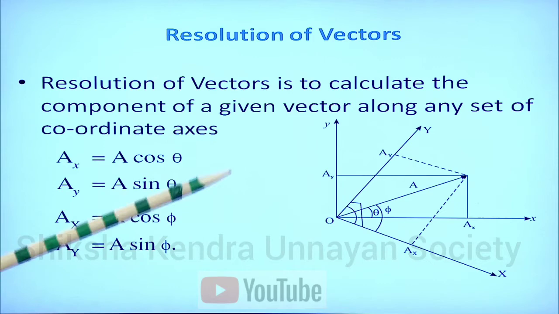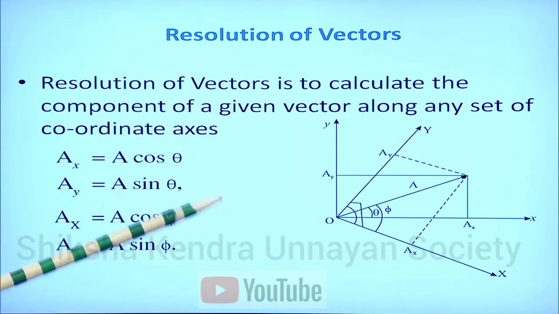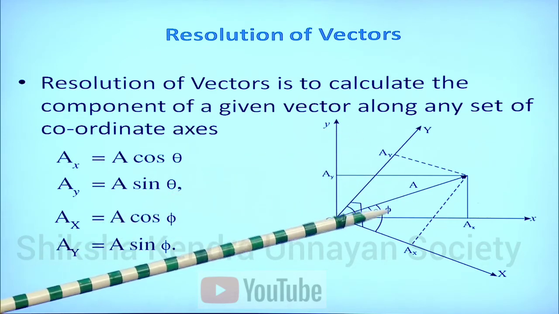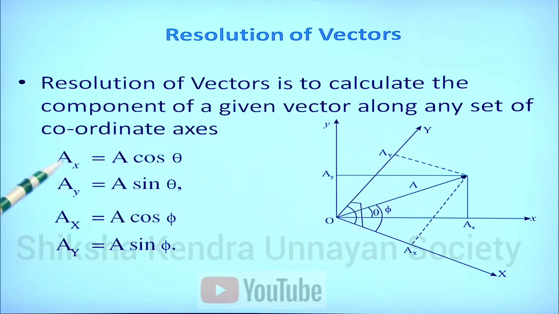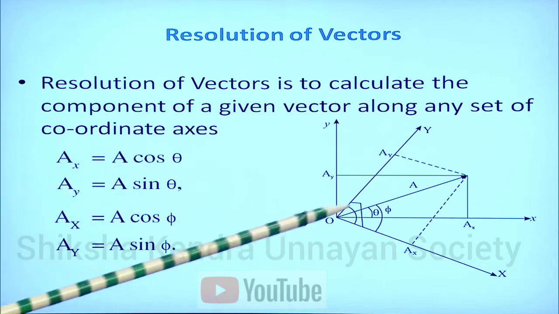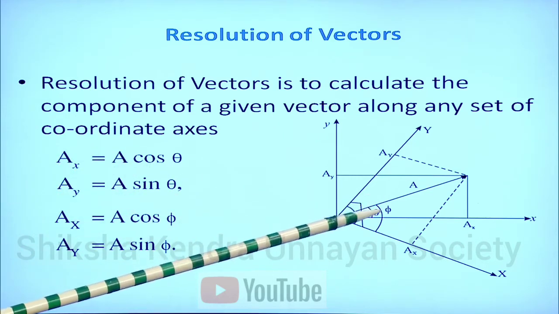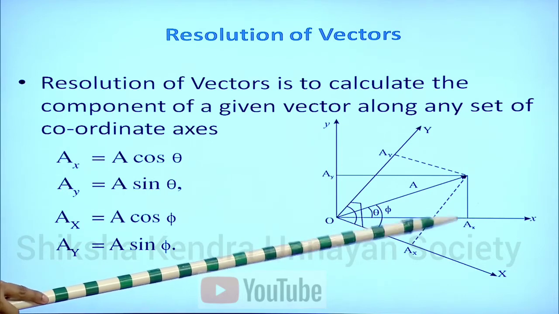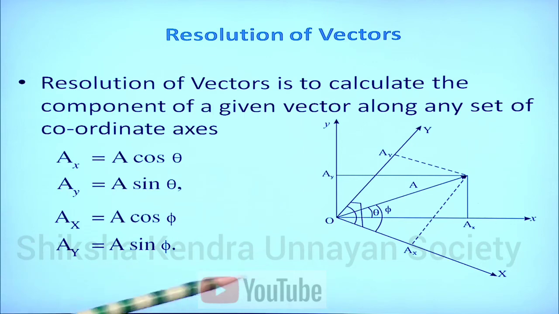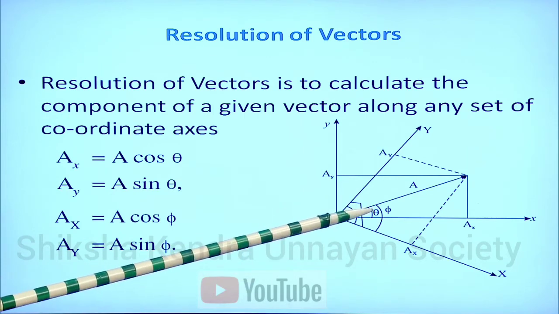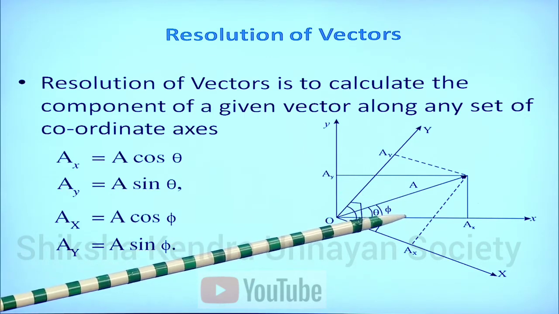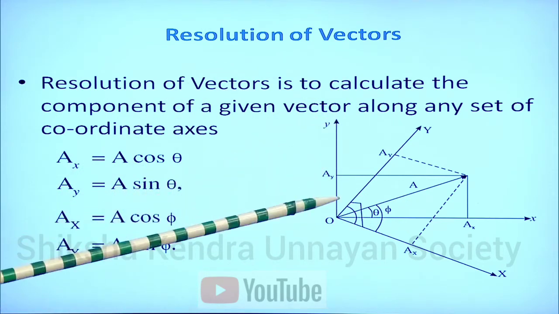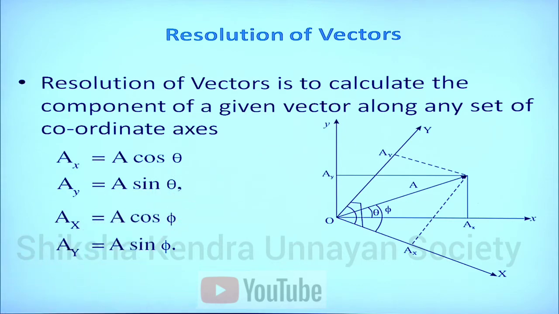So, we can find out the component of vector A in this coordinate system as Ax, that is the x component of vector A, or the component of vector A along the x axis, which is equal to A cos theta, where theta is the angle between vector A and the x axis, and Ay, that is the component of vector A along the y axis, as A sin theta.